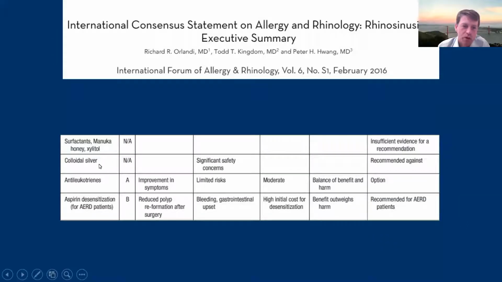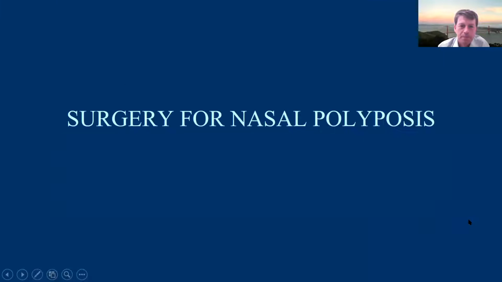Here, looking at just a couple others, manuka honey and colloidal silver are rarely used, but anti-leukotrienes and aspirin desensitization, these are options or recommended for patients who specifically have AERD. Okay, let's move on to surgery.